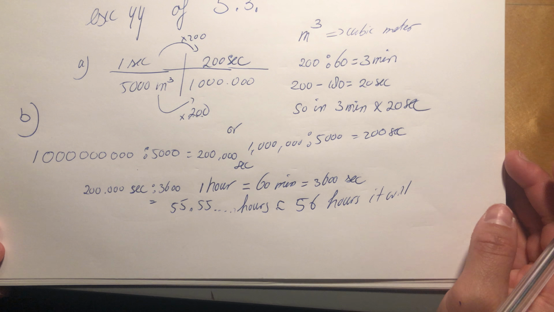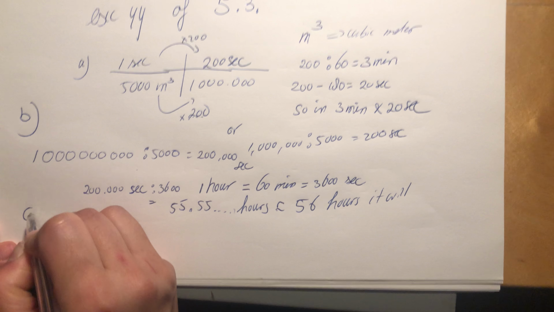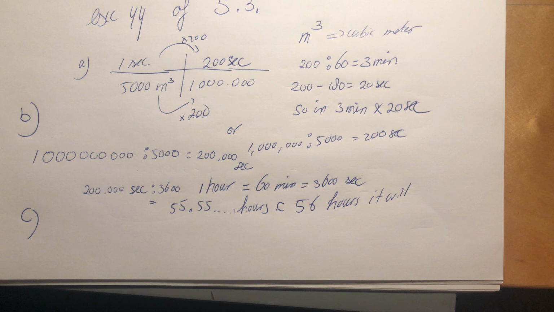Now, let's go to C. Yes, I still have space to write. That's great. The average Dutch person uses 124 liters of water per day. How many years would the water that falls down Niagara Falls in 1 second last a family of 4?